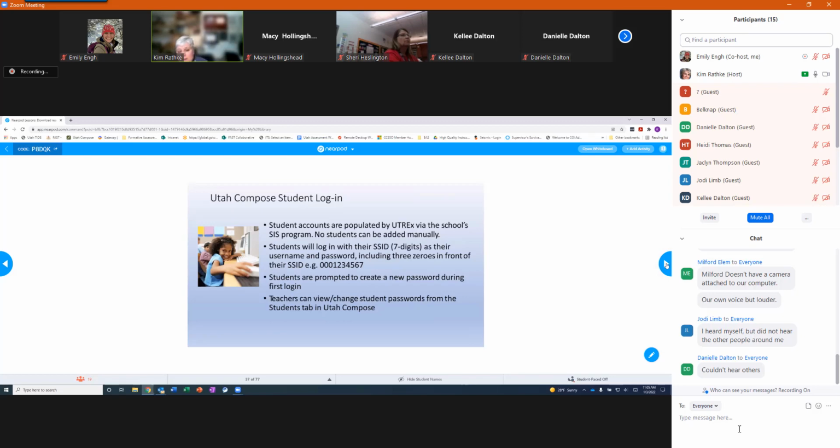Another thing that you need to do is you can change student passwords from the Students tab in Utah Compose. And you can always have access to them. So if your students say, I don't remember my password, just click on the Students tab and find it for them. They will change their passwords and claim they don't know what it is, and you can go in and fix them. And don't be surprised sometimes at what they pick as passwords. It can sometimes be a shocking moment for some people.